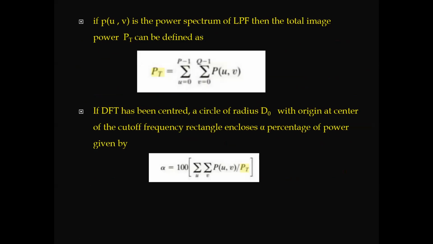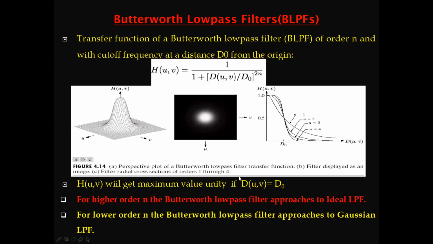Next, P(u,v) is the power spectrum of the low pass filter. Then the total image power Pt can be defined as Pt equals the summation for u equal to 0 to P minus 1, summation for v equal to 0 to Q minus 1, of P(u,v). If the DFT has been centered, a circle of radius D0 with the origin at the center, the cutoff frequency rectangle, encloses alpha percentage of power, given by alpha equals 100 times summation over u and summation over v of P(u,v) divided by Pt.